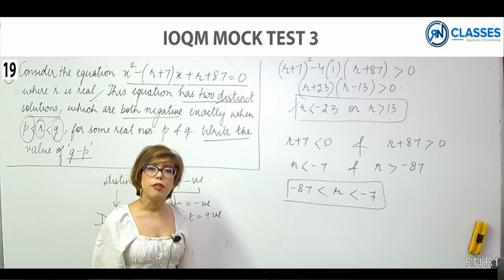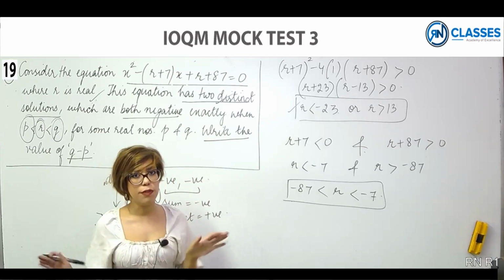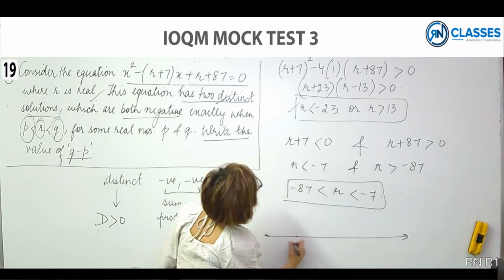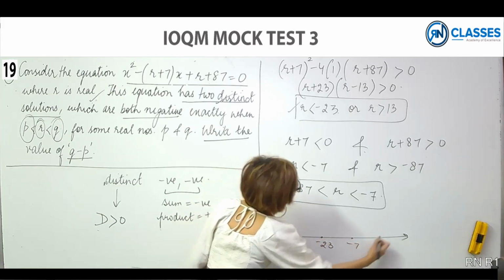Now, if both of them have to be satisfied, maybe I can have the number line, or if I can see the answer straight away, good for you. But I'll make the number line. So I will mark minus 87, then I'll mark minus 23, then minus 7, then 13.